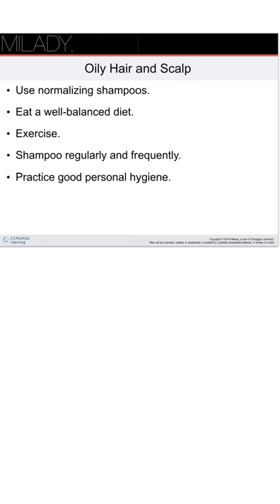Oily hair and scalp. To best treat the client with oily hair and scalp, you want to use a normalizing shampoo. Encourage this client to eat a well-balanced diet, exercise, shampoo regularly and frequently, and practice good personal hygiene.